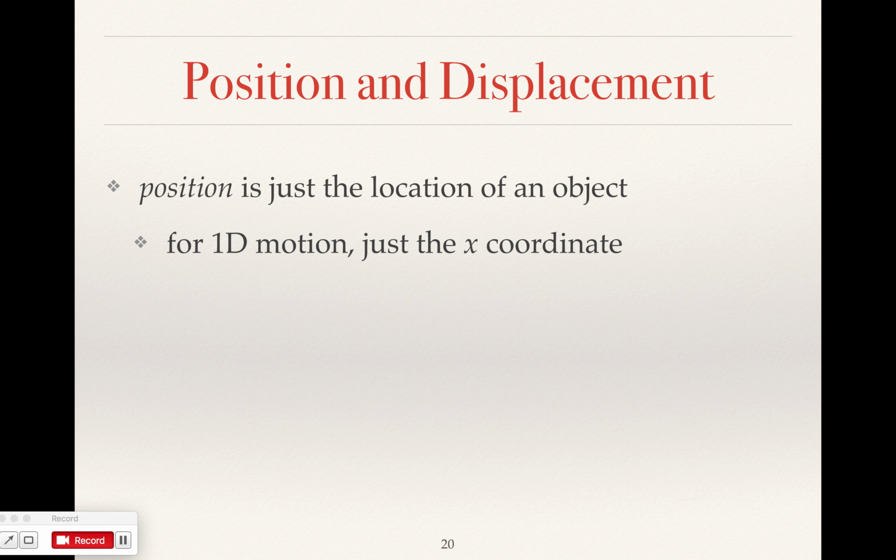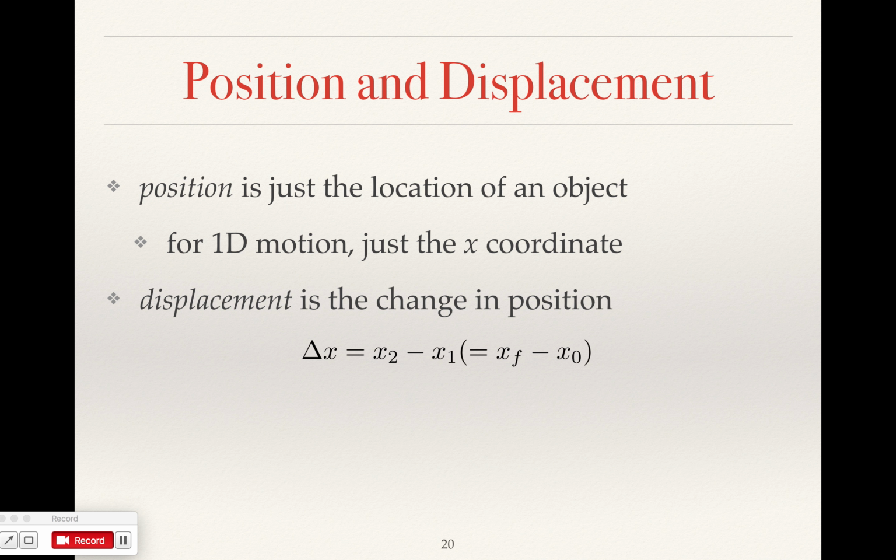Remember in chapter 2, we're just starting with one-dimensional motion. So for one-dimensional motion, motion along a line, we just need one coordinate. And typically we'll just call this the x coordinate. And then if we have an object's position in x, and then it moves to some other position in x, we can define a displacement. So displacement is the change in position, and this is denoted by delta x. Remember, delta in math just means the change in something. So delta x is the change in x position.